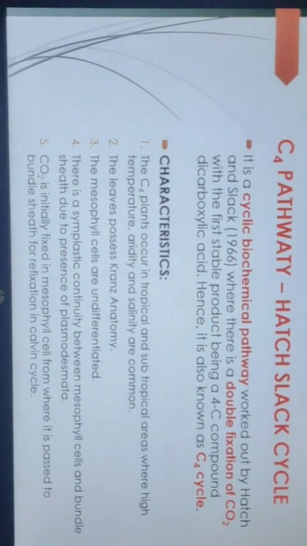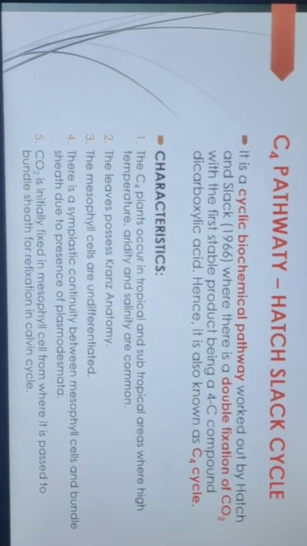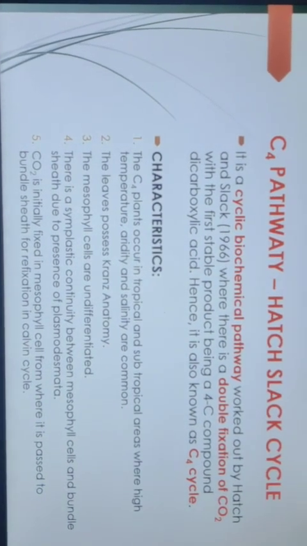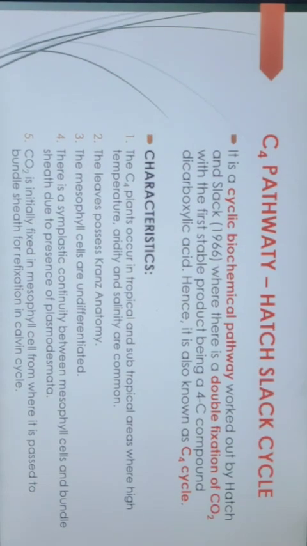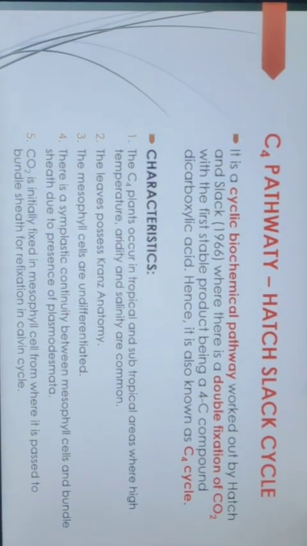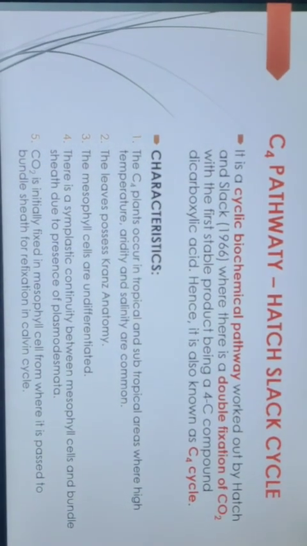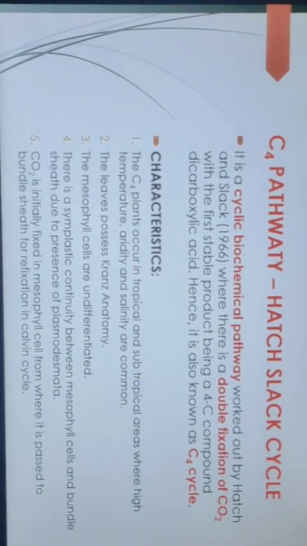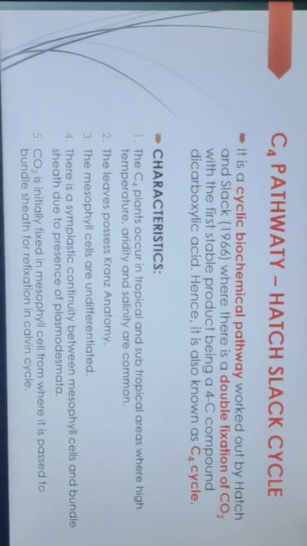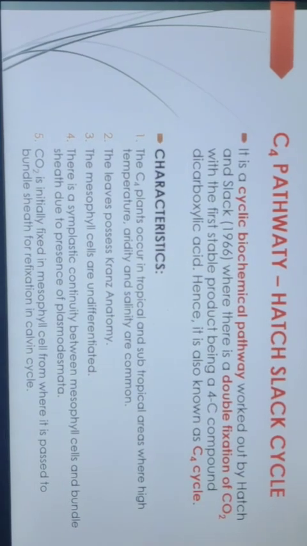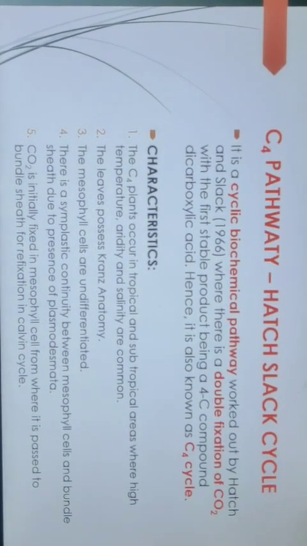undifferentiated. Now there is a symplastic continuity between the mesophyll cells and the bundle sheath cells due to the presence of plasmodesmata. The carbon dioxide is initially fixed in the mesophyll cell, from where it is passed to the bundle sheath cell for refixation in the Calvin cycle. This type of Kranz anatomy doesn't occur in the C3 cycle. It occurs only and only in the C4 pathway.